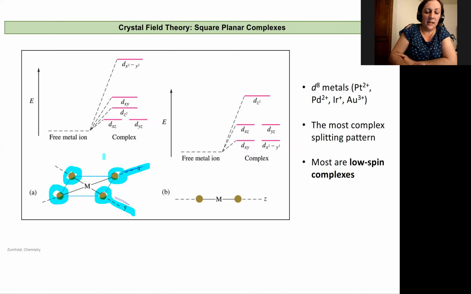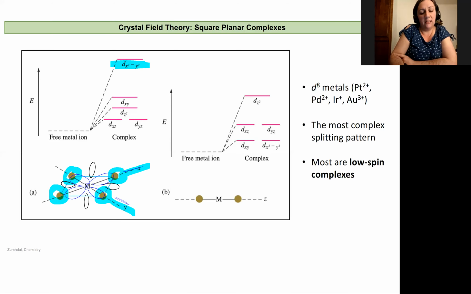These are going to line up perfectly with things like the dx squared minus y squared. They'll be lined right along it. So those orbitals are right along those same axes right there. Our dxy is going to be right in between these two, but in the same plane.